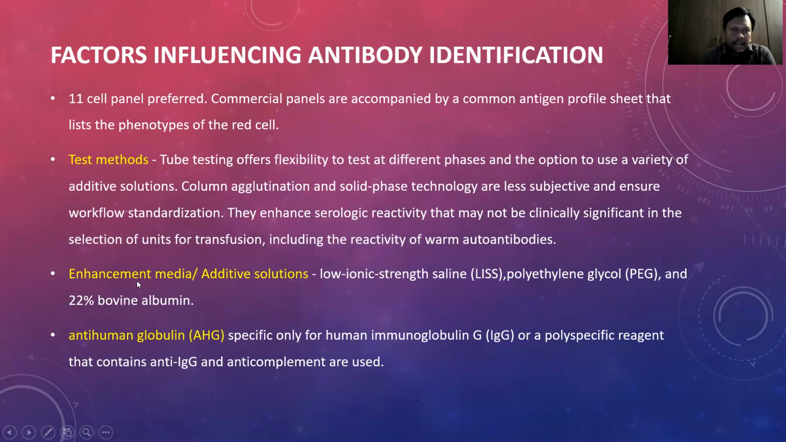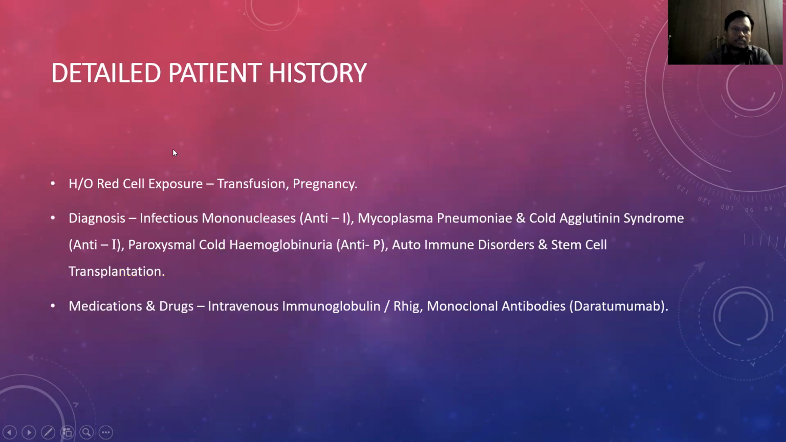The next comes the enhancement media and additive solutions. Low ionic strength saline, polyethylene glycol, and 22% bovine albumin all play a role in the antigen antibody reaction. Similarly, for anti-human globulin, we use either a human IgG or a polyspecific reagent which contains anti-IgG and anti-complement. Because some antibodies which are IgM in nature will fix complement, so you may need to use anti-complement coated AHG to identify these antibodies.